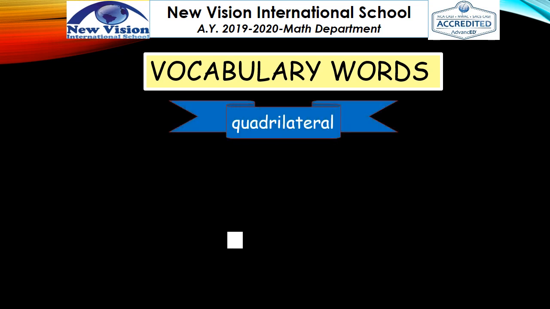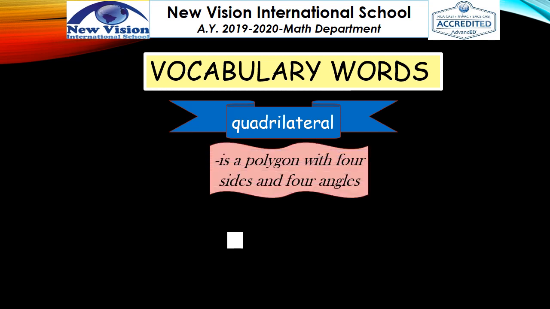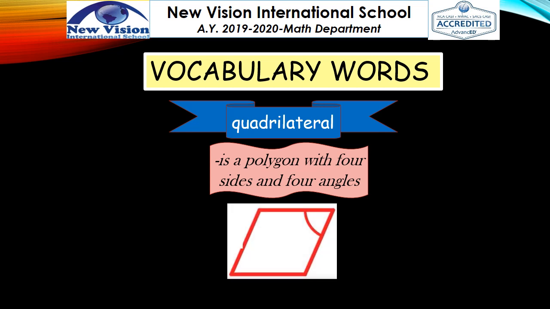Next, we have quadrilateral. Quadri means 4 and lateral means side, so 4 sides. A quadrilateral is a polygon with 4 sides and 4 angles. Looking at this shape, what do you call this line? This line is what we call the sides. So there are 4 sides. And the opening where the two lines meet is called the angle. And the point where the two sides meet is what we call the vertex.